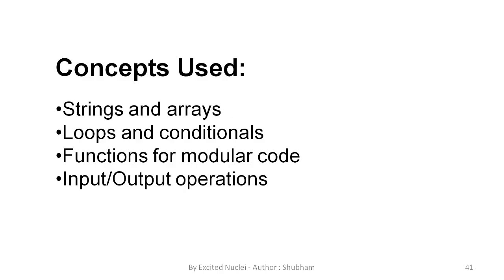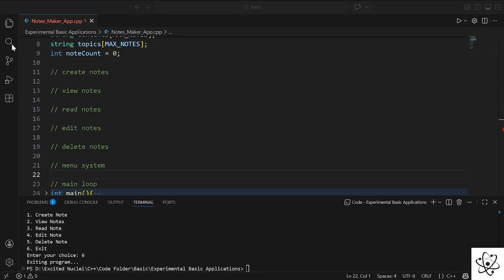The concepts we are going to use in this project are basically strings, arrays for storing the text parts, titles, and topics, loops and conditionals, functions for modular code, and input output operations. So that's all the concepts I have given to the AI, and we are also going to use them. So let me jump to the coding part.